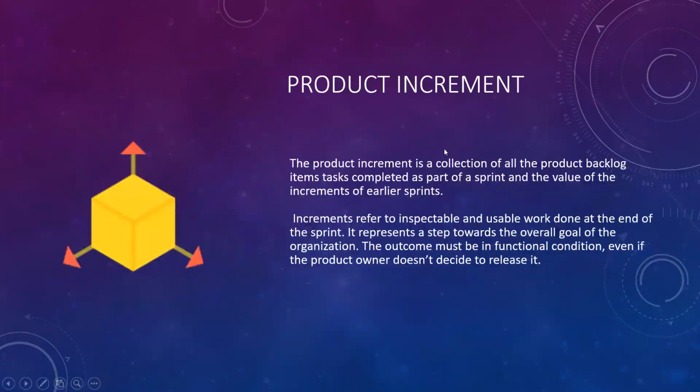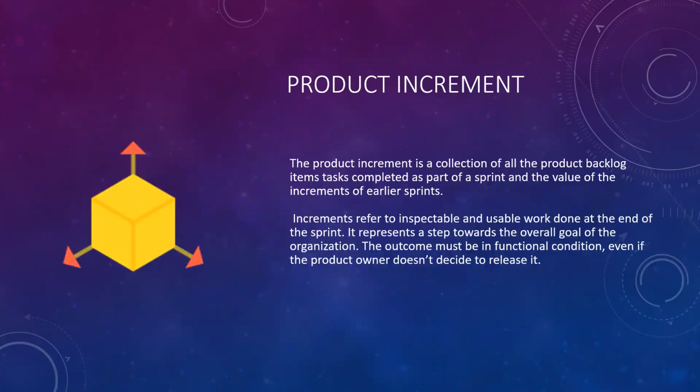So product increment is a collection of all the product backlog items and tasks completed as part of the sprint, and the value of the increment of each earlier sprint. That's the thing. We talked about product backlog and sprint backlogs. So product backlog has 100 items, sprint backlog is like 10 items. 10 items in the first sprint, 10 items in the second sprint.